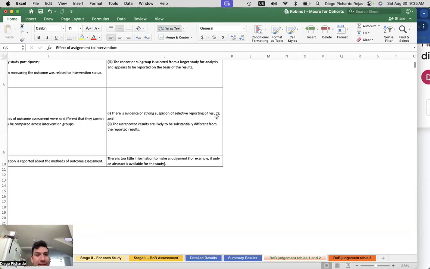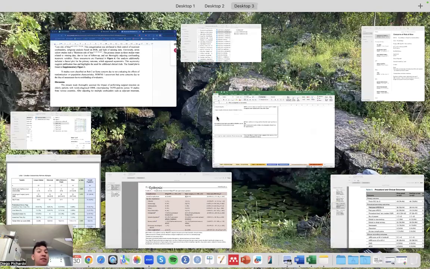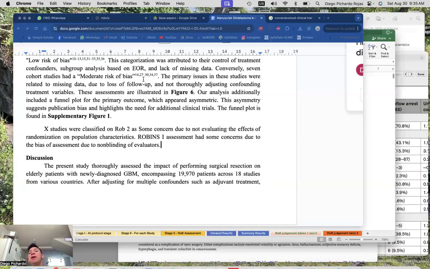You can also ask ChatGPT, hey, I'm doing a ROBINS-I, this study doesn't tell me this fact, do you think it has some concerns? Sometimes I have used ChatGPT to help me analyze some study that I wasn't completely sure of, the phrasing of some outcome. But that would be pretty much it.